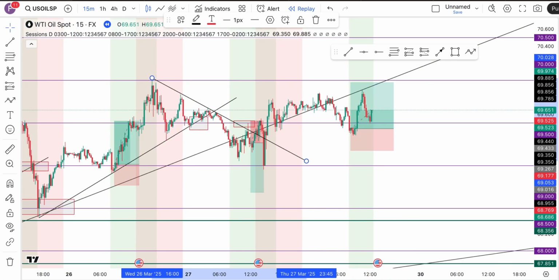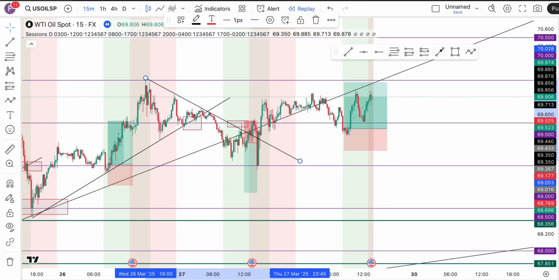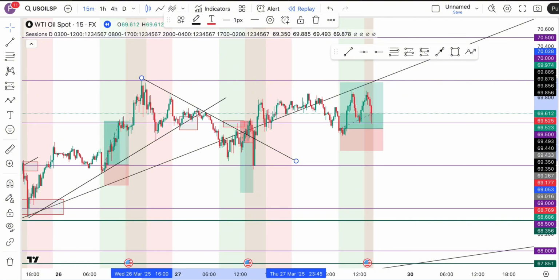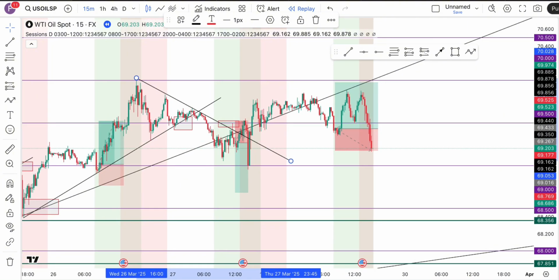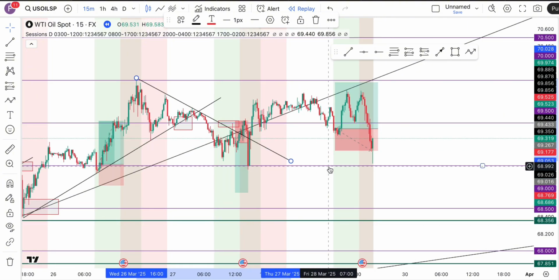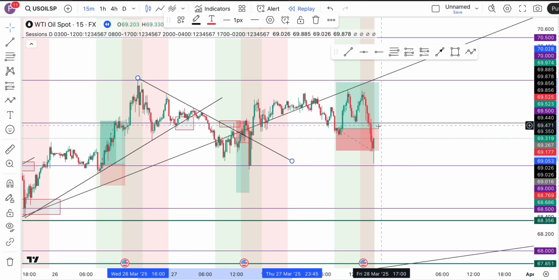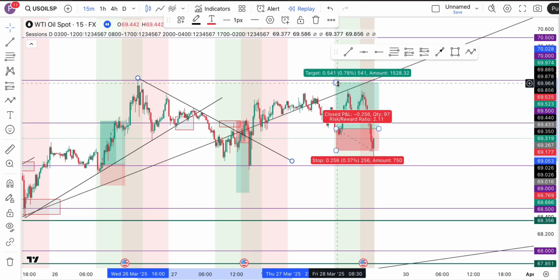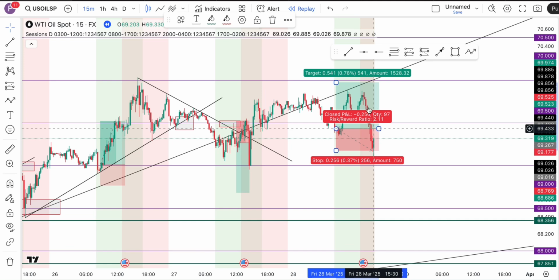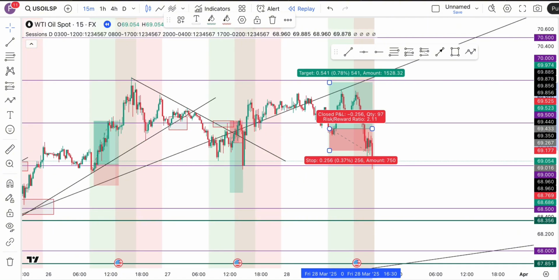So okay, price went up, went down. Look at what happened here. Price went up almost to our TP. Then price came down again, gave us another warning. Then price took us out. So this day here, we'll close it at probably break even.